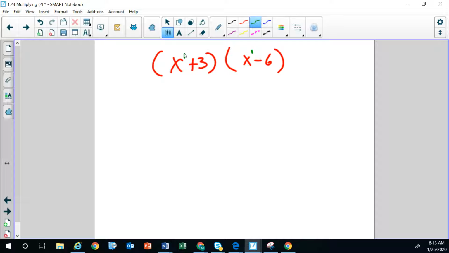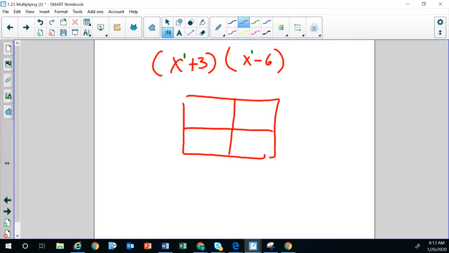And to do that, we draw a square. And then we divide the square into 4 boxes. So that's why it's called the box method. Now, I'm going to place my first binomial on the left side. So I'm going to place the x here and the 3 there. And then for the second binomial, I'm going to put the x here and the -6.